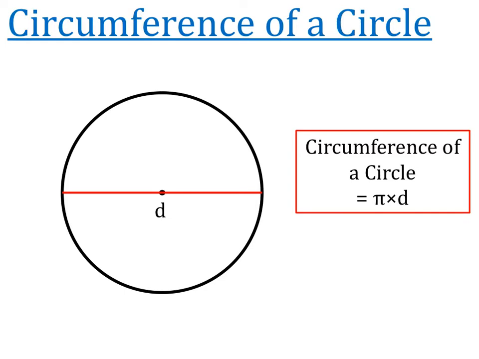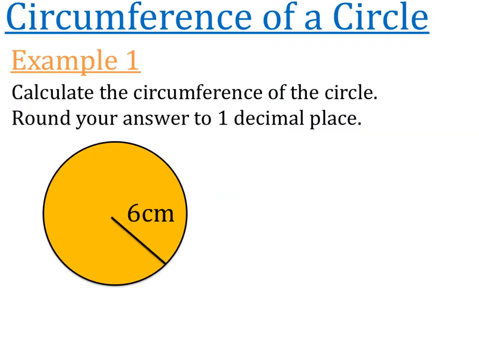The diameter goes from one side of the circle straight through the middle and all the way to the other side. So the black edge of this particular circle right there would be the circumference. So if we wanted to measure that, it's like measuring the perimeter. It's telling us what is the distance around the outside of the circle. All right, let's have a go at this.